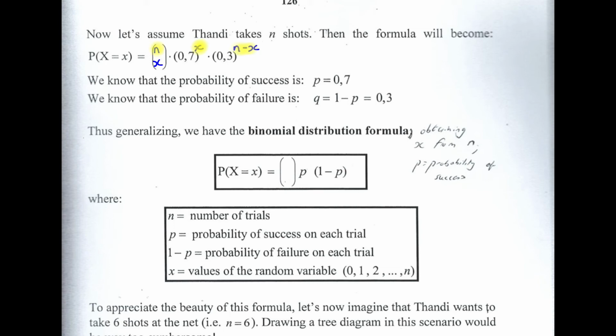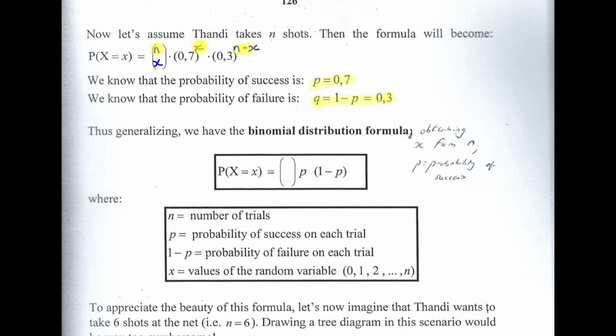Okay, so in this case, we know that the probability of success is 0,7, and we know that the probability of failure, which we represent as q, is equal to 1 minus p, which in this case is equal to 0,3. Okay, p being 0,7, so 1 minus 0,7 is 0,3. All right, so now we're going to generalize. All right, we don't always know that the probability of the success will be 0,7. Okay, so this is the formula now that you need to learn.